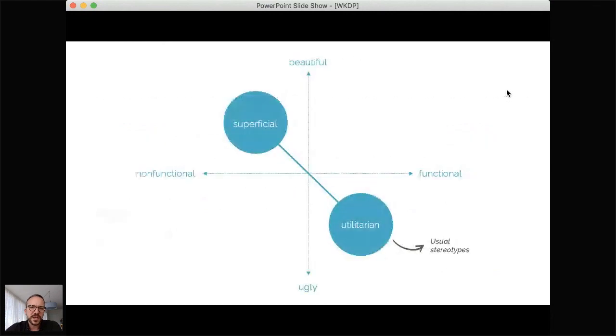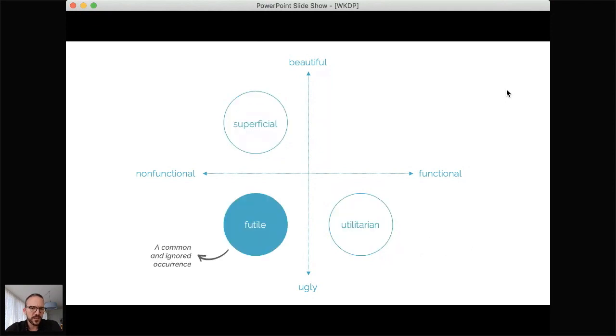If there was actually a spectrum of sorts, it would look more like a matrix like this, right? Where you had objects that are more beautiful and others that are less beautiful or ugly, some that are functional and others that are non-functional. And notice how that simplistic spectrum only explores two quadrants, right? What you might call the superficial quadrant, things that are highly beautiful but not so functional, and things that are very functional but not as beautiful, right? Which is the utilitarian approach, right? But again, these are the usual stereotypes of form and function.